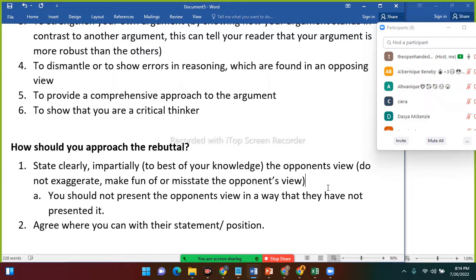So if they say cell phones can be a distraction because students could use it to go on websites, and that's the first thing you say, then you can say, while I agree that this can possibly happen or possibly occur, right? So you agree that, hey, you know what? They do have a point, right?